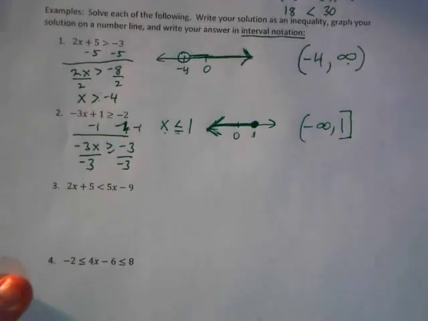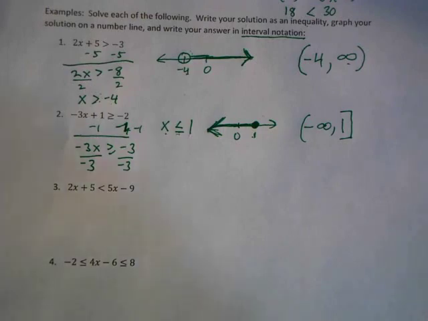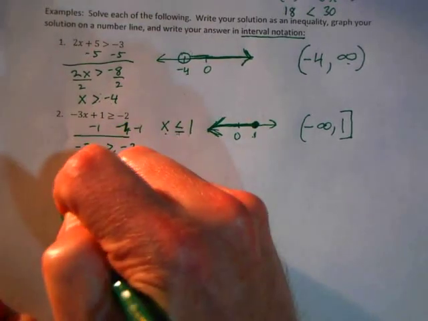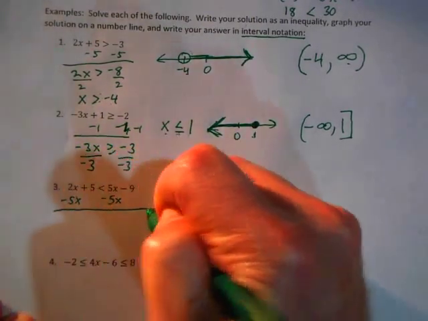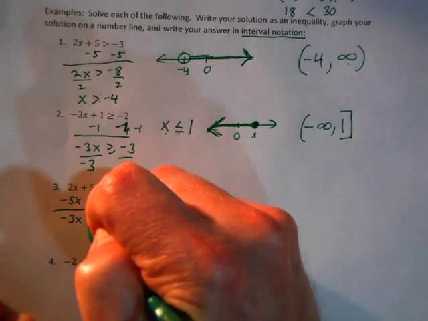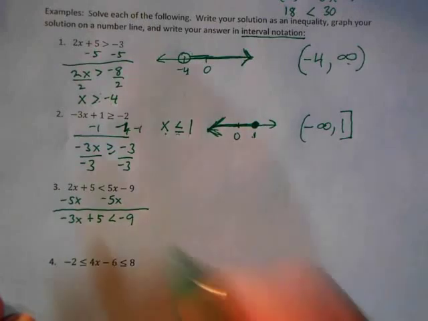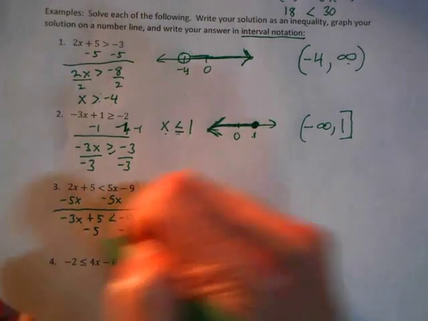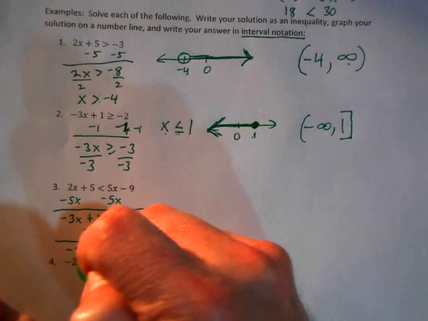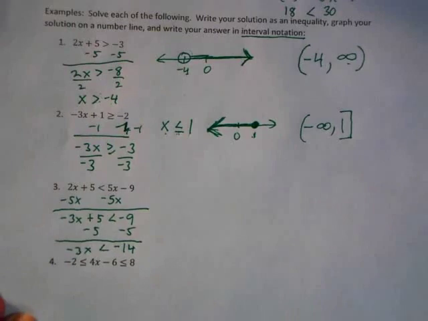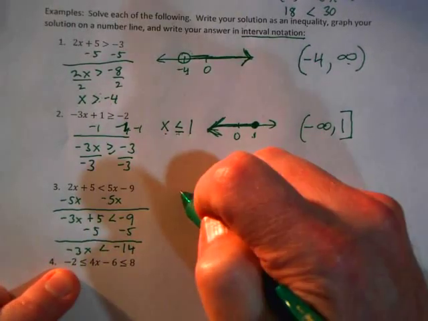All right, moving on. Number 3. Number 3 I'm going to do twice. And I'll show you why as we go along. What I would do with number 3 is I would begin by subtracting 5x on both sides. Negative 3x plus 5 less than negative 9. I would then subtract 5 on both sides. Negative 3x less than negative 14. And then I have to divide both sides by negative 3.